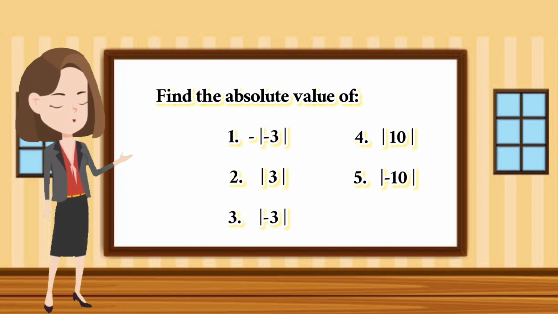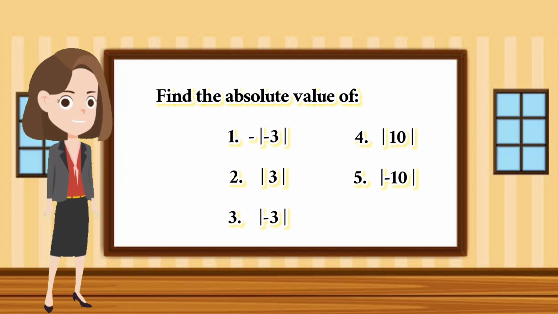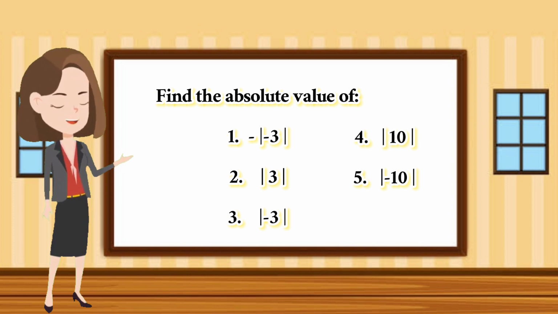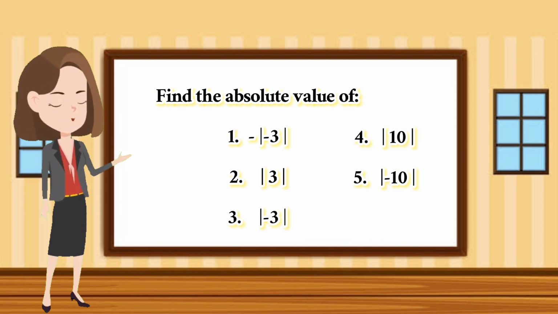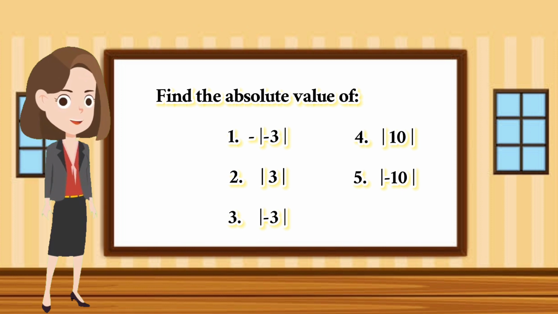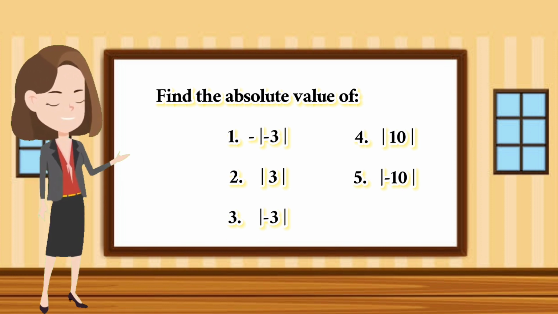Find the absolute value of number 1, the negative of the absolute value of negative 3. Number 2, the absolute value of 3. Number 3, the absolute value of negative 3. Number 4, the absolute value of 10. And number 5, the absolute value of negative 10.